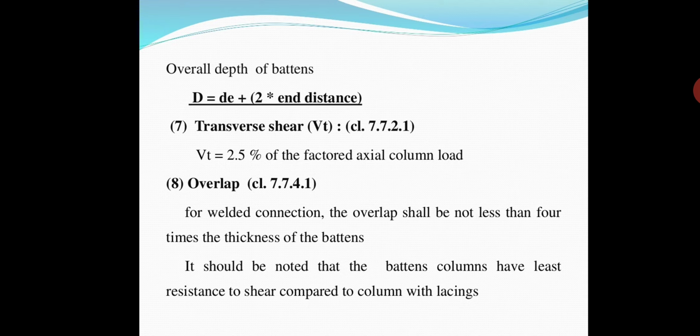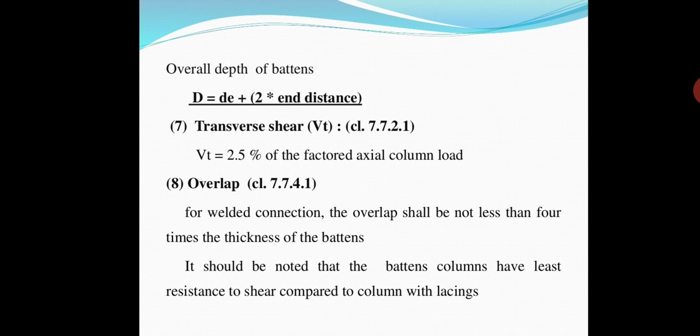Next, we find the transverse shear force VT, given in clause number 7.7.2.1. VT is equal to 2.5% of the factored axial load of the column. The same transverse shear we calculate in lacing, the same equation we can use for battening.